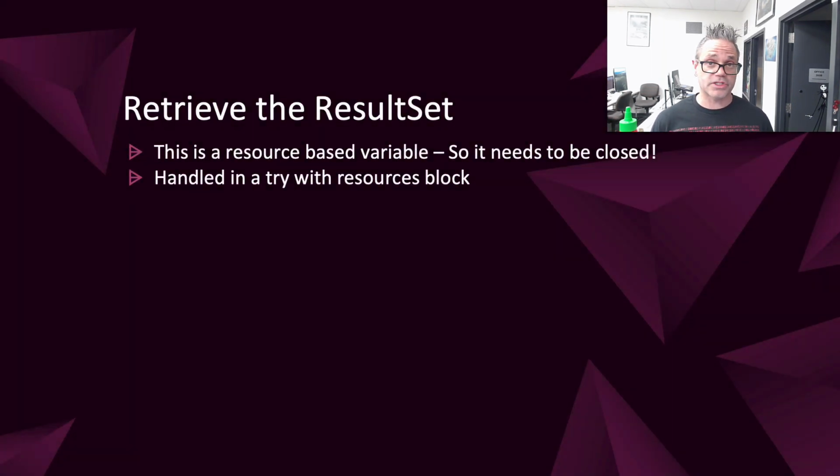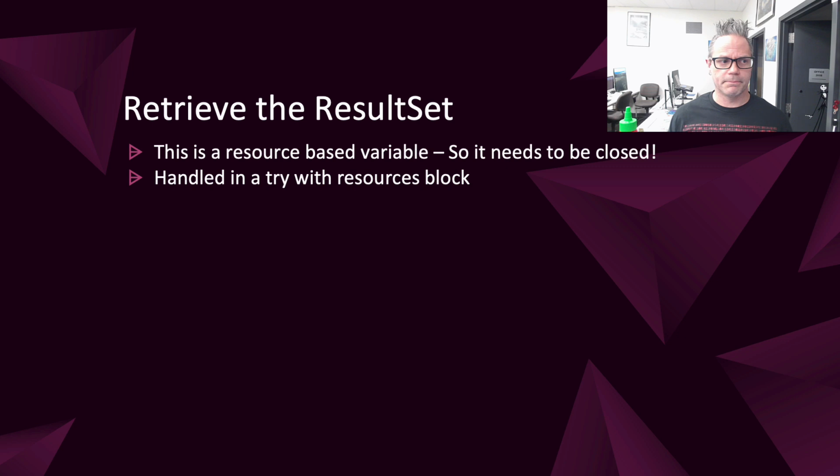And then after we execute the statement, we need to retrieve the result set. This is a resource-based variable, so it also has to be closed via a try block as well. And again, we handle that with try with resources, so we can make sure we close that appropriately, or we have to manually close it ourselves, but hey, we've got try with resources. Use the tool that's built for it.